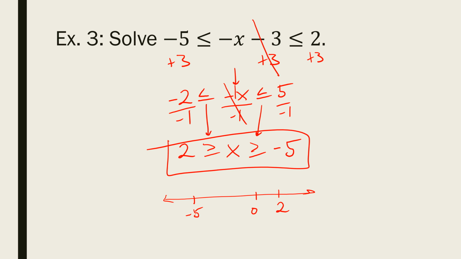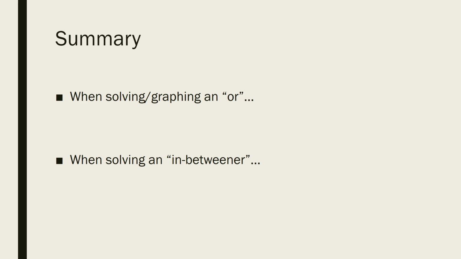And again, x needs to live in between the two values. So I have -5, I have 2. I'm using closed dots because I have equality. And I'm going to be shading in between these two values. Great, so I'm done. Just a summary, when solving or graphing an OR, so this was like example 1.